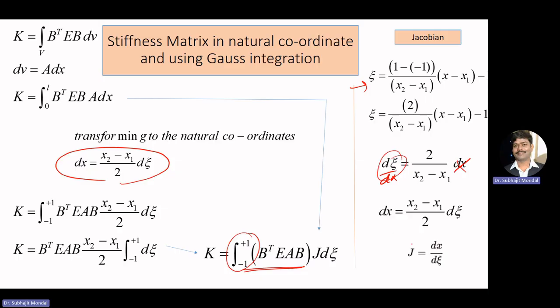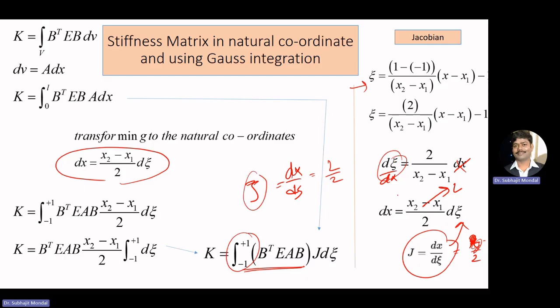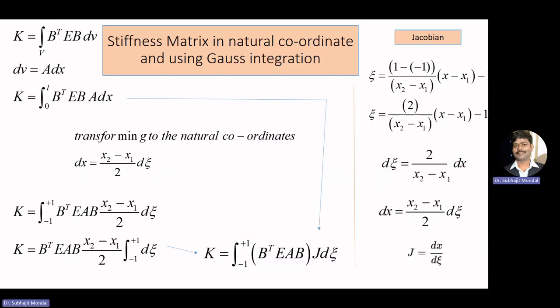Okay, and we know Jacobian is nothing but dx by dxi. So dx by dxi is nothing but x2 minus x1 by 2, or nothing but L by 2. So dx by dxi, which is the Jacobian, is L by 2 for this case. Now here, you should always remember the Jacobian should be positive. Always Jacobian should be positive. For 1D bar element, we are getting Jacobian as a constant value, which is nothing but L by 2.